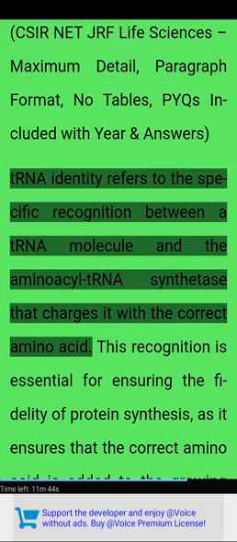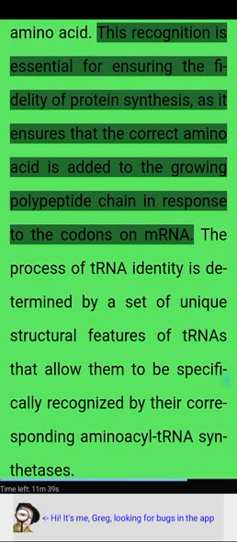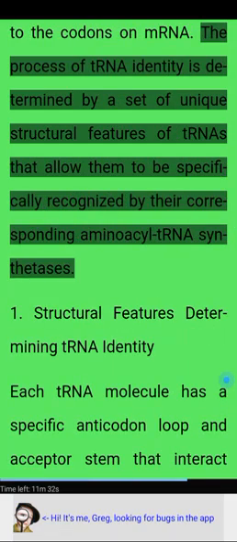tRNA identity refers to the specific recognition between a tRNA molecule and the aminoacyl tRNA synthetase that charges it with the correct amino acid. This recognition is essential for ensuring the fidelity of protein synthesis, as it ensures that the correct amino acid is added to the growing polypeptide chain in response to the codons on mRNA. The process of tRNA identity is determined by a set of unique structural features of tRNAs that allow them to be specifically recognized by their corresponding aminoacyl tRNA synthetases.